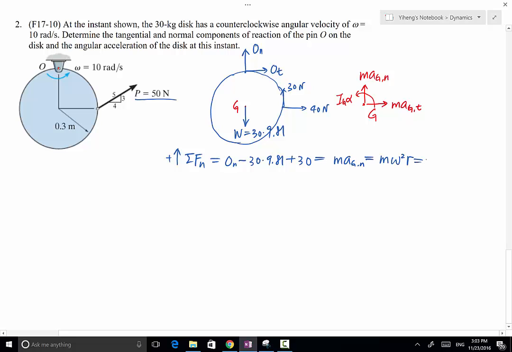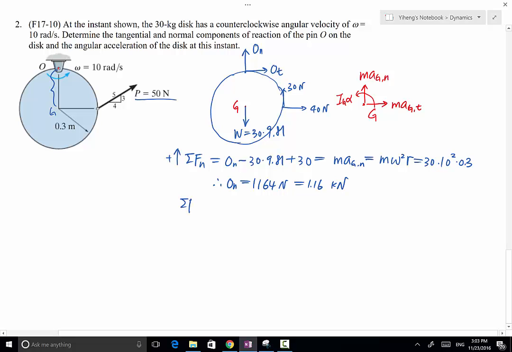So that equals 30 times the angular velocity 10 squared times r, which is the distance from point G to the rotation center, and that is the radius of this disk, 0.3 meter. So as you can tell, in this equation, we only have one unknown, which is O_N. So O_N can already be evaluated here, and that is 1,164 Newton, or 1.16 kilonewton.